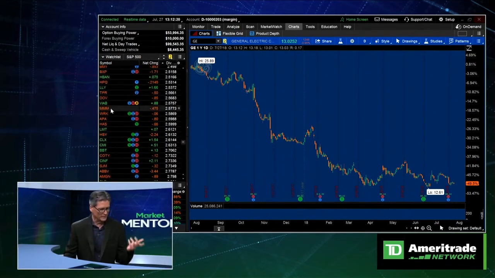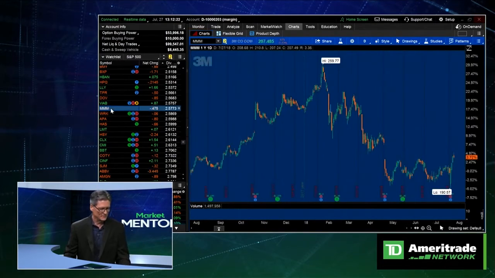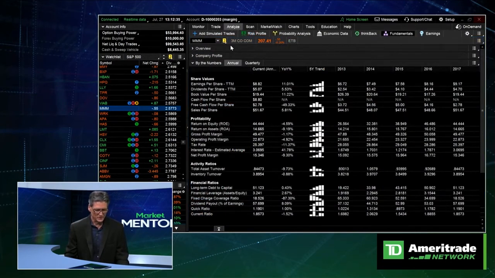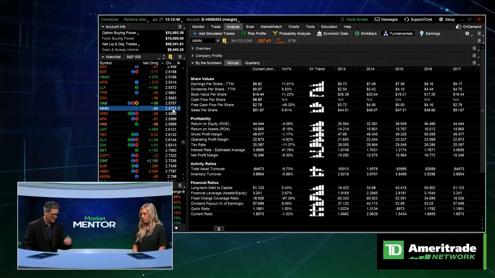And I know there was one right here. Let's just click on MMM. Minnesota Mining we used to call that, but it's 3M. That's how it traditionally goes. Stock kind of moving up and down. It's kind of where it was at the beginning of the year, so not really moving. But let's jump right into the Analyze tab and use this as an example. Now we know that yield is about over 2.5, so again, above the average.